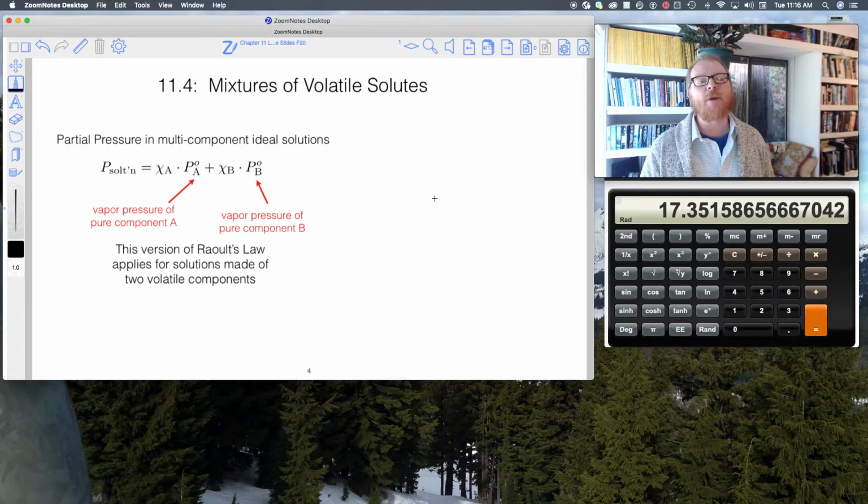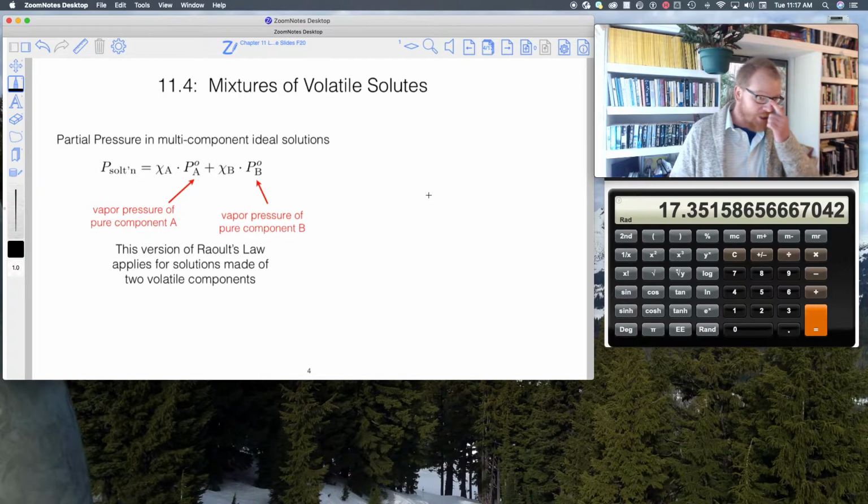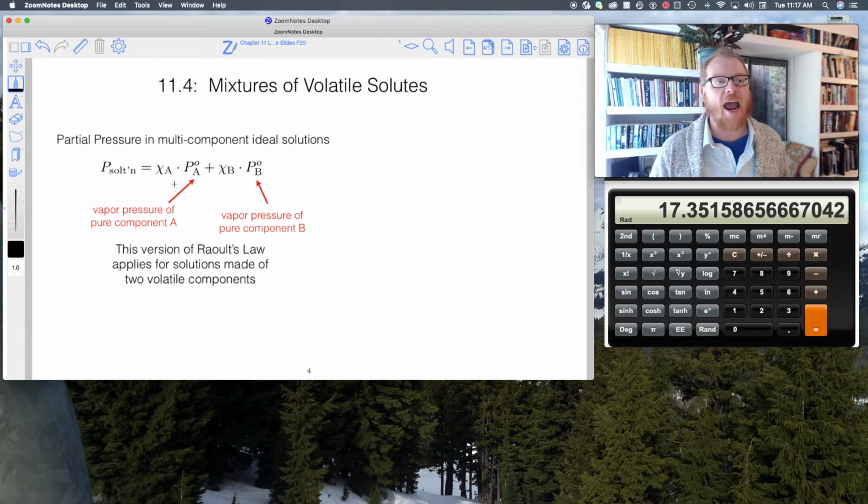So now, what happens if we make a solution of two things that are both volatile? So, for example, maybe something like alcohol and water. Alcohol definitely has a vapor pressure. Water definitely has a vapor pressure. Okay? So the calculation gets a little bit more complicated. So we have to now calculate the mole fraction of A and the mole fraction of B. We have to multiply those mole fractions by their respective pure vapor pressures, add them together, and now that's going to give us the vapor pressure of the new solution.